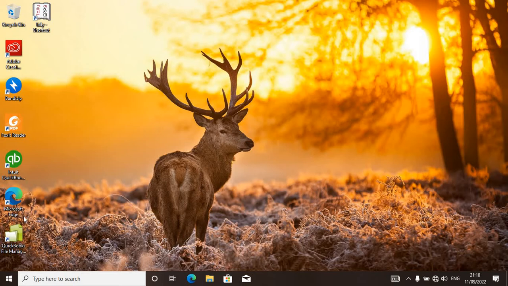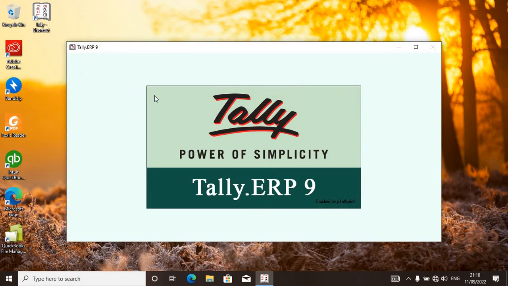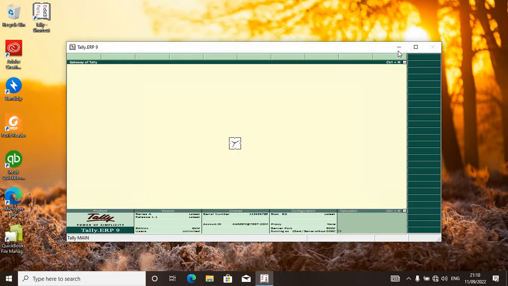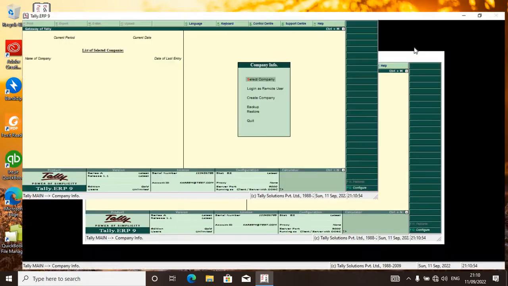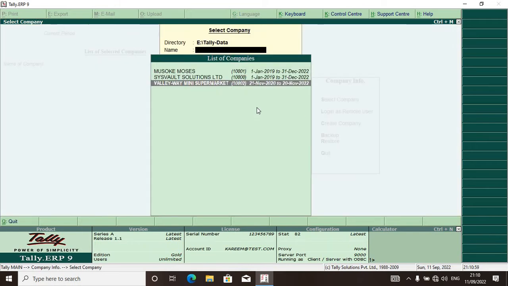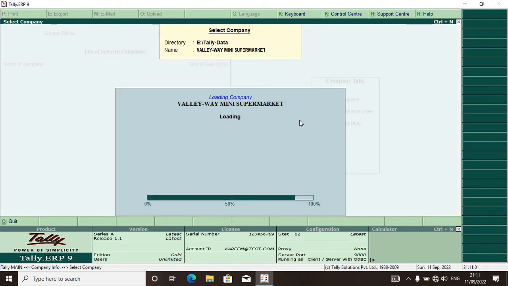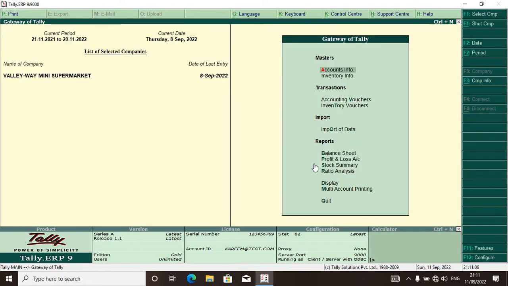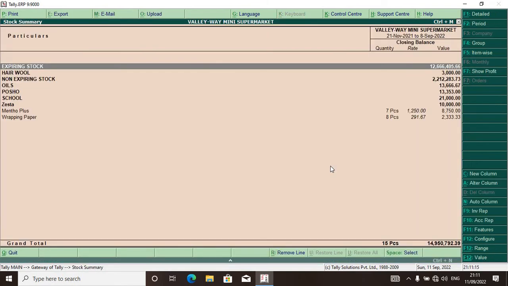So with that, you go to Tally, double click on it to open it. Okay, select company, you scroll down. Now from the gateway, you click on stock summary.